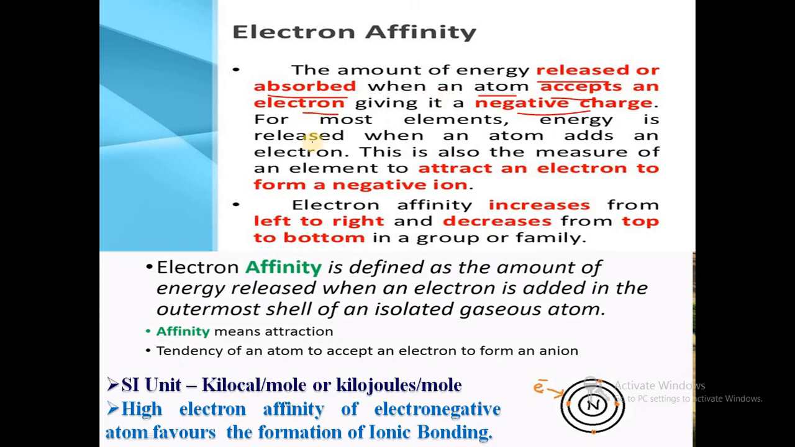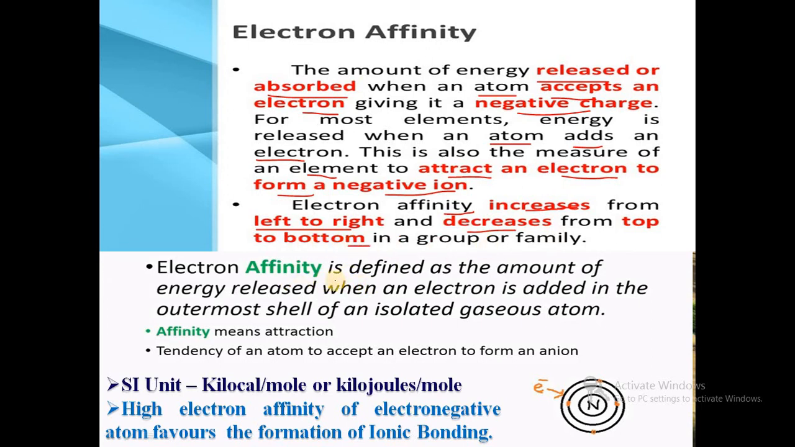For most elements, energy is released when an atom adds an electron, that is, when gain of one electron takes place, and during this process energy is released, and that energy is called electron affinity. This is also the measure of an element's ability to attract an electron to form a negative ion. Electron affinity increases from left to right along the period and decreases from top to bottom in a group.